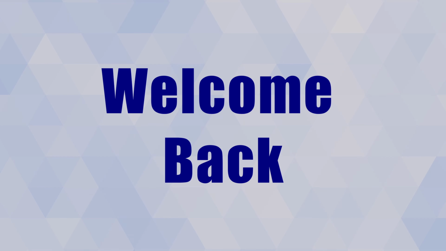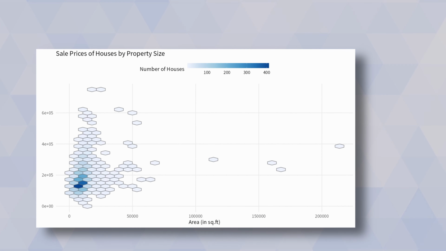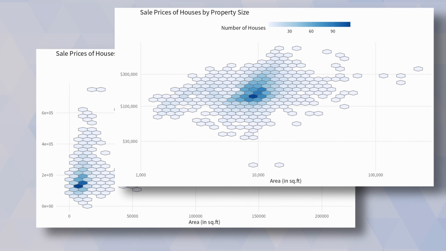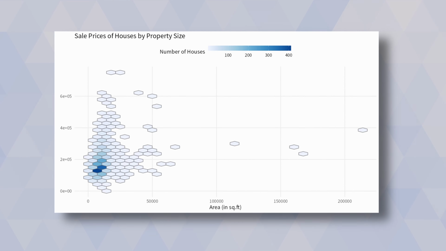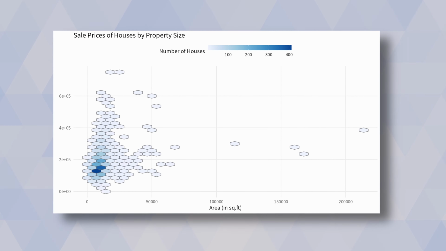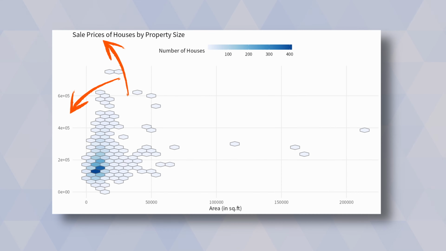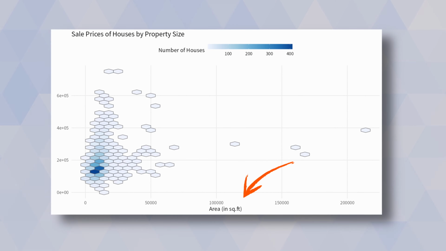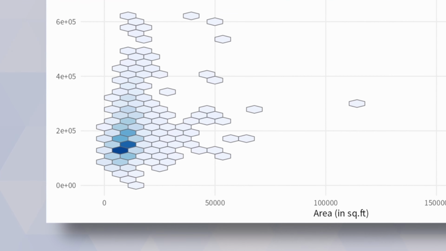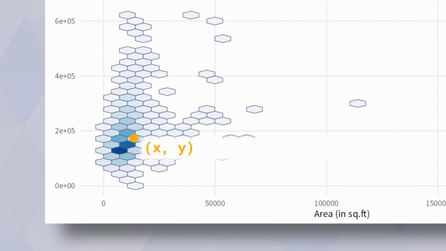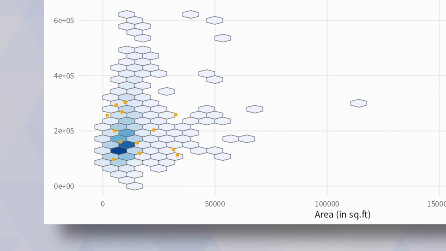Welcome back, my friends. Today I'm showing you how to create such a chart. In fact, we're actually creating a better version of this chart. And just in case you're not familiar with a chart like this, let me say that this is basically nothing but a two-dimensional histogram. On the y-axis, we can see the sale price of houses, and on the x-axis, we can see the area of the house's property.